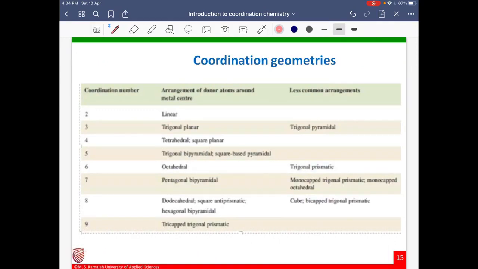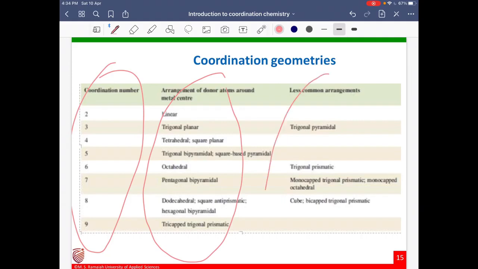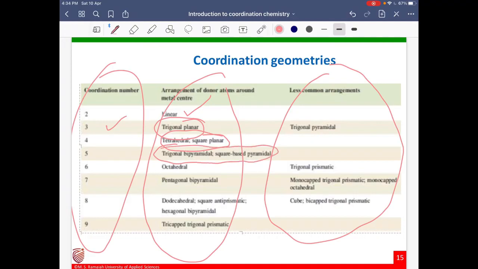So there are some coordination numbers and their arrangements. There are some less common arrangements that we don't have to give much attention, but you can see if the coordination number is 2, the structure can be linear. If it is 3, then it can be trigonal planar. If it is 4, then tetrahedral or square planar. If it is 5, then trigonal bipyramidal or square pyramidal. If it is 6, it can be octahedral. If it is 7, it is pentagonal bipyramidal. If it is 8, then it is dodecahedral, square antiprismatic, or hexagonal bipyramidal. If the coordination number is 9, it can be tricapped trigonal prismatic.